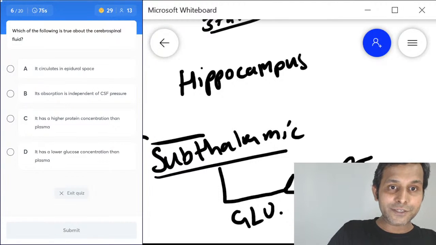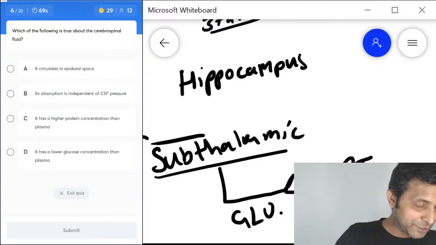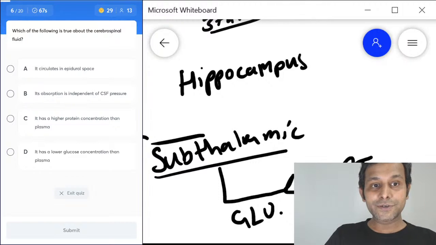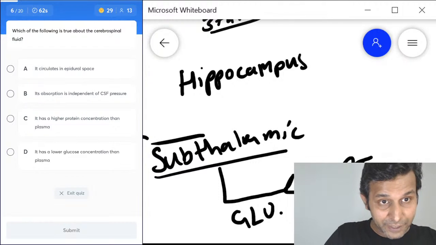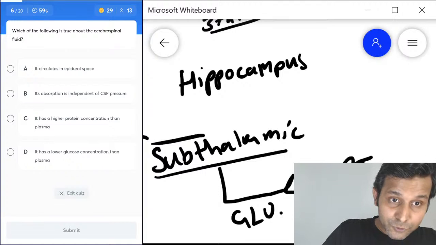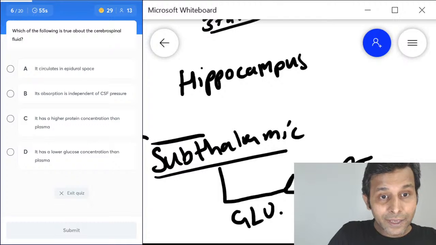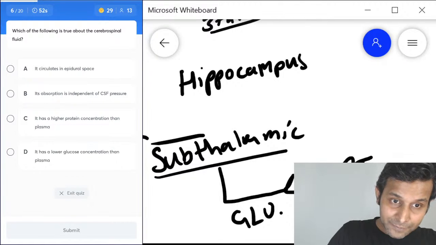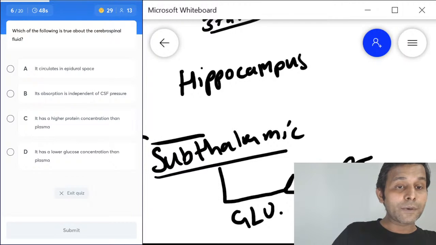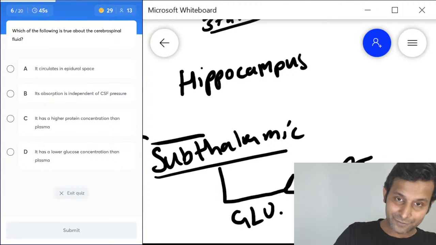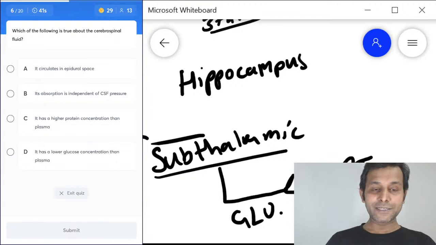Which of the following is true about cerebrospinal fluid? Yes, very right, Dr. Sandeep. It circulates in epidural space. Its absorption is independent of CSF pressure. It has a higher protein concentration than plasma. It has a lower glucose concentration than plasma. Very interesting question. What do you think is the best possible answer here?